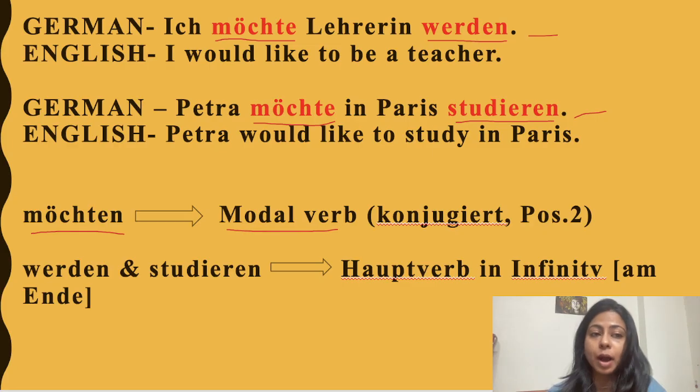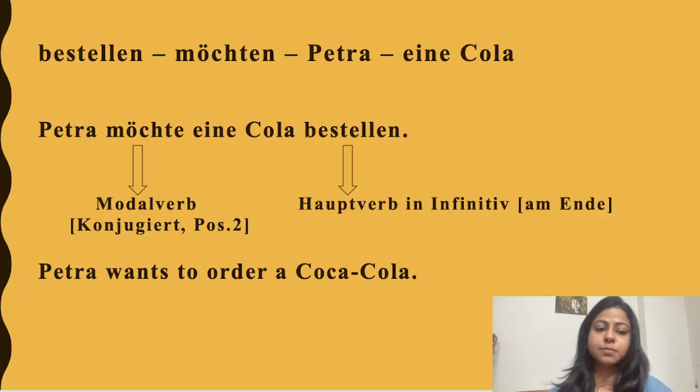Okay, you have to remember that when you use möchten in a sentence, it comes at second position and the other verb goes at the end of a sentence. This is the rule of using Modalverben. We will be doing more such modal verbs, but möchten is one modal verb that you should be knowing at this stage. Okay, now let's move on.